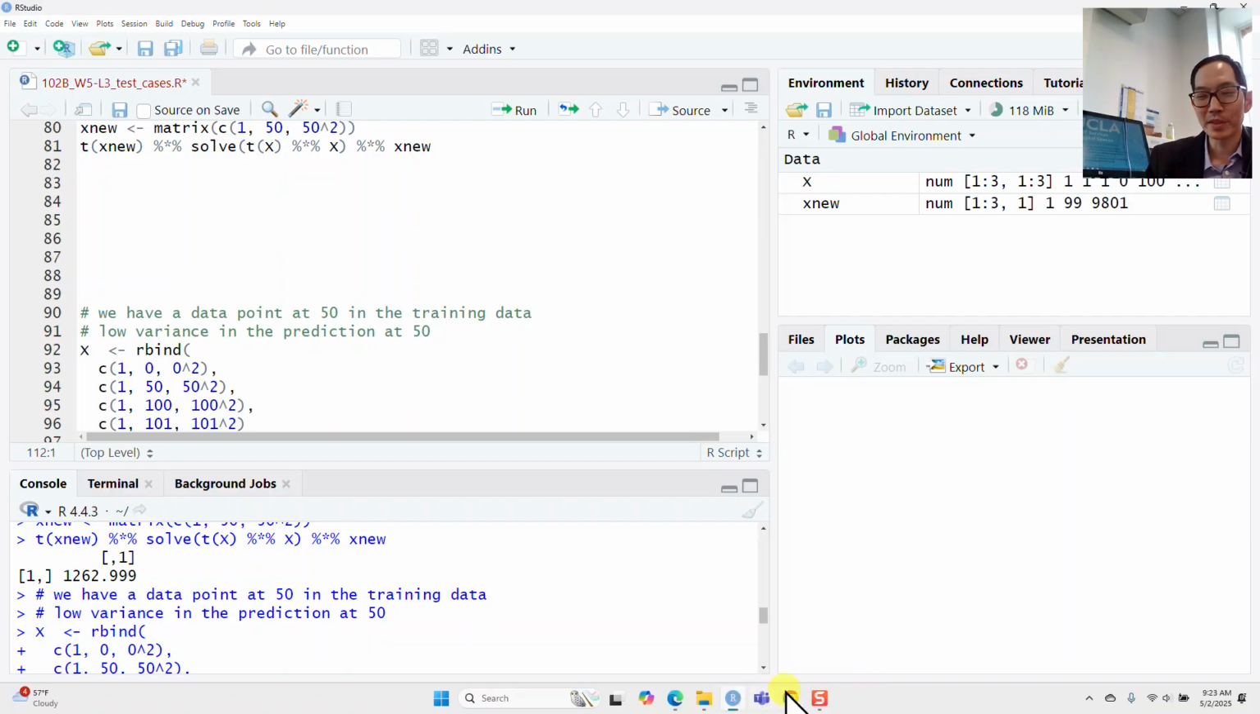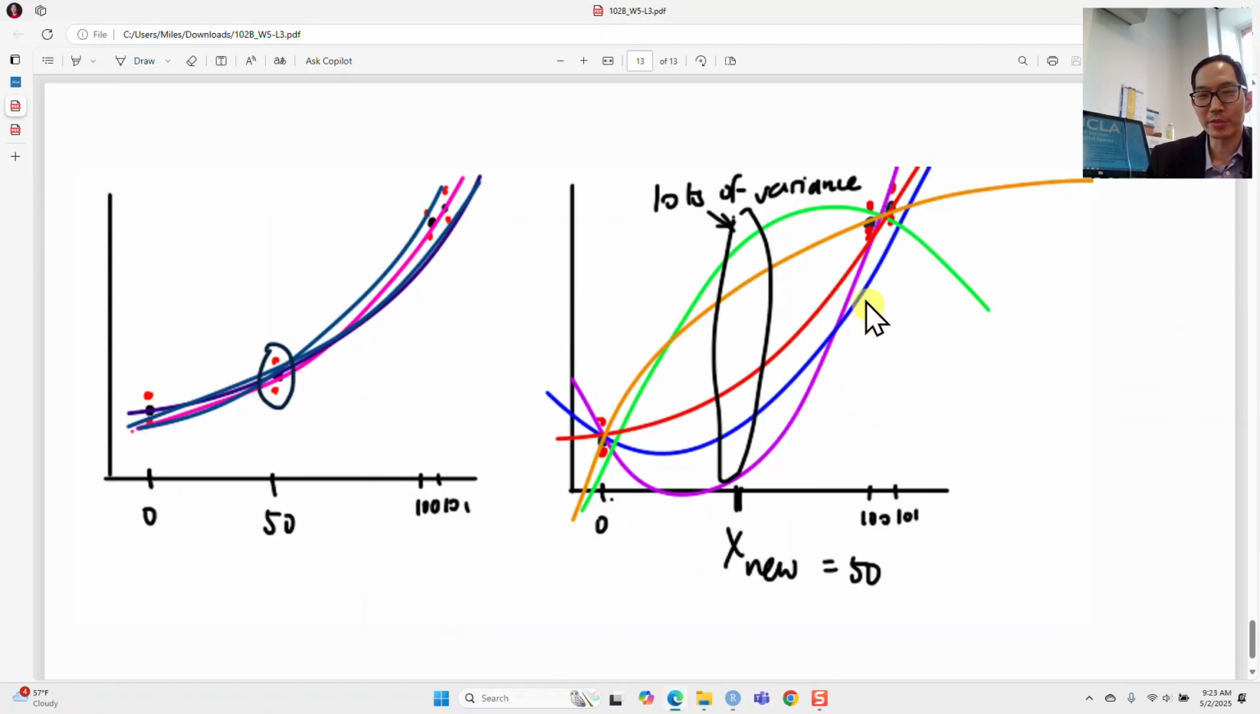So right here, at 99, we would expect, sure, more variance over here versus the linear model. They're both quadratic models, but here, because we have an observation at 50 that informs where it's going to be, that shrinks down the amount of variance over here. We don't have an observation at 50 over here, so there's a lot of noise, okay?